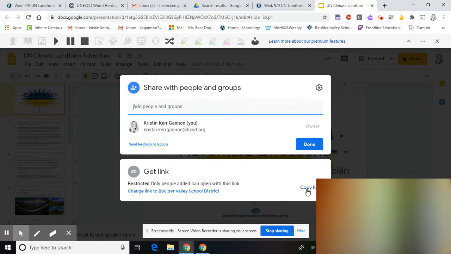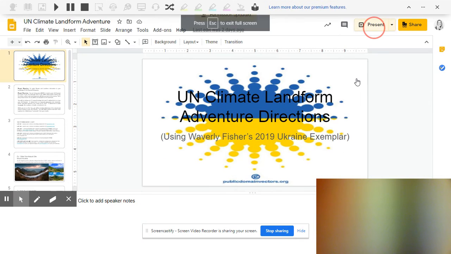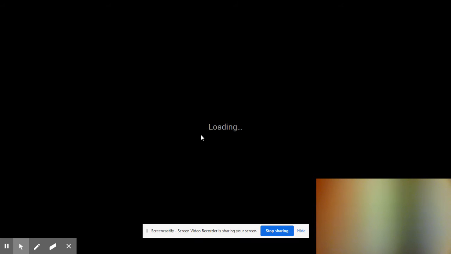All right. Okay. Sorry. This part's funky. Okay. Done. All right. So hopefully I go into present mode. Here it goes. Loading, loading, loading.